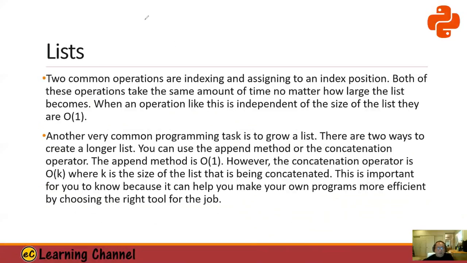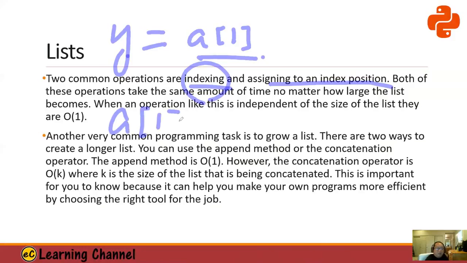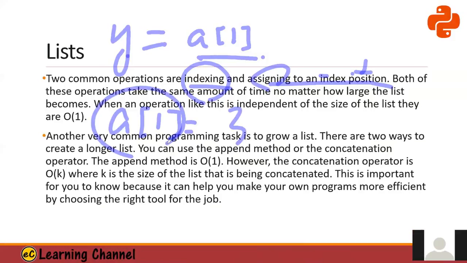You do indexing and then assign to the index position. So indexing is A of this. Is it a right hand side value or left hand side value? Indexing is the right hand side value. Assigning to an index position, that is the left hand side value. Right? Okay.